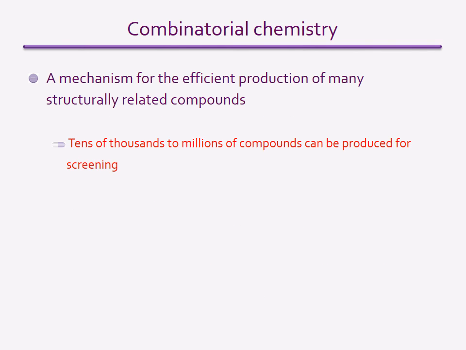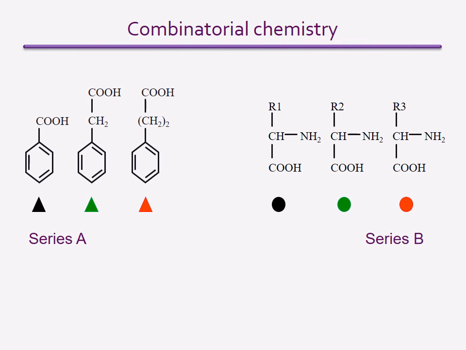I told you earlier about combinatorial chemistry as a method to synthesize new compounds for screening. This is an approach to synthesizing a large number, tens of thousands to millions of compounds. The compounds generated are all structurally related due to the way in which they are generated. The basic principle of combinatorial chemistry is illustrated here.